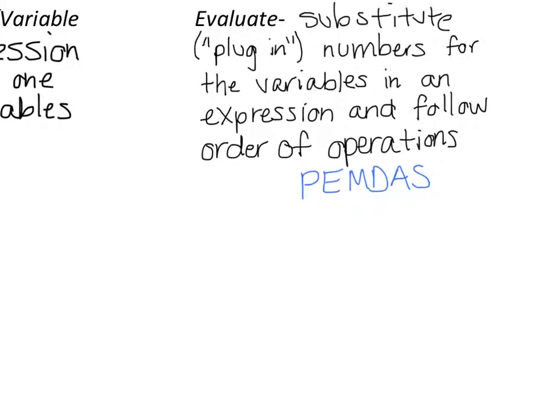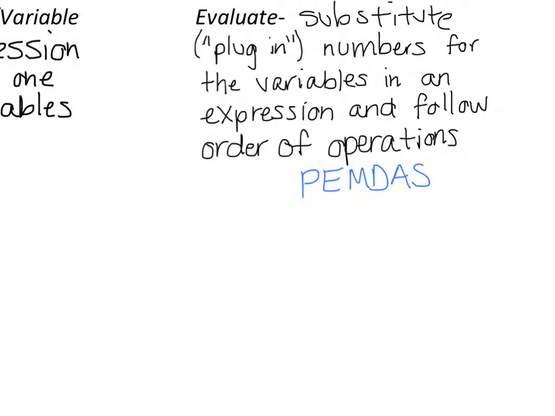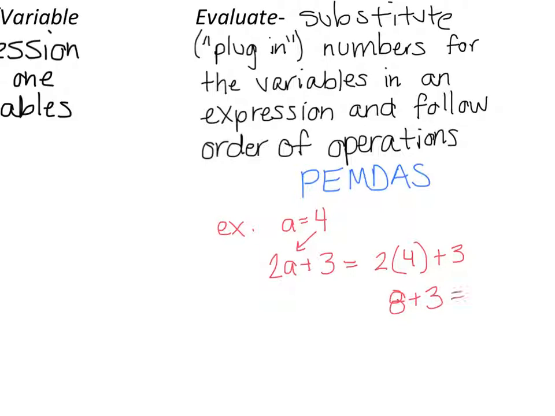So let's do a really quick example of this. Let's say it says evaluate when A equals 4 for our expression, 2A plus 3. So we're going to put 4 in for A. So 2 times 4 plus 3. What do we need to handle first? Parentheses. Is there anything to simplify between them? It's just 4, right? But then we have to multiply outside, so that's 8 plus 3. The last thing we do is add, we get 11.